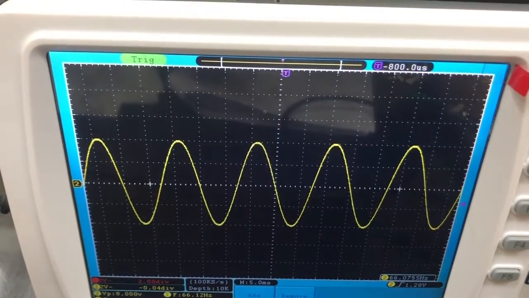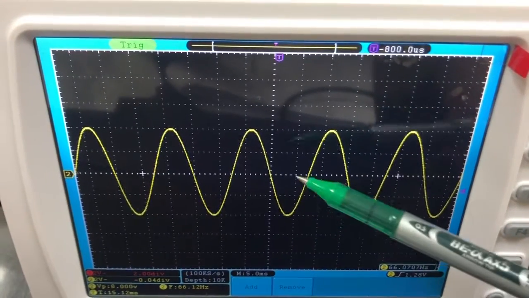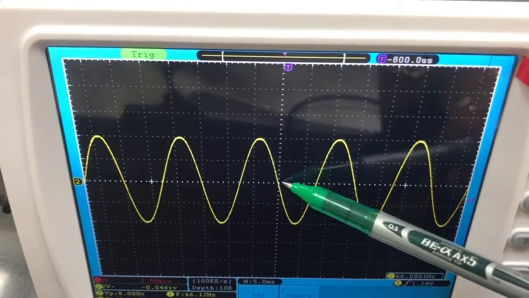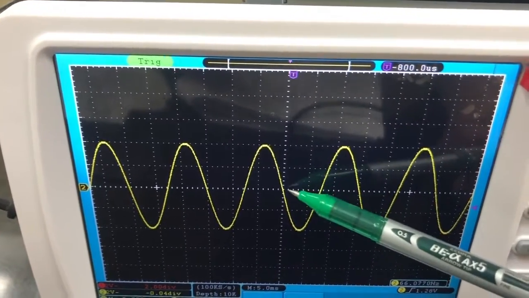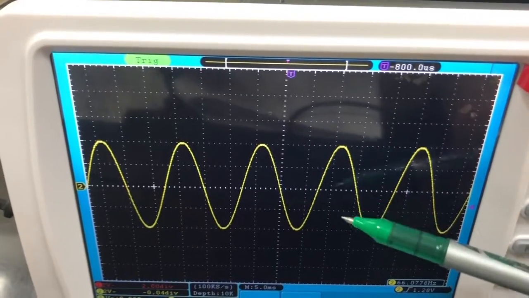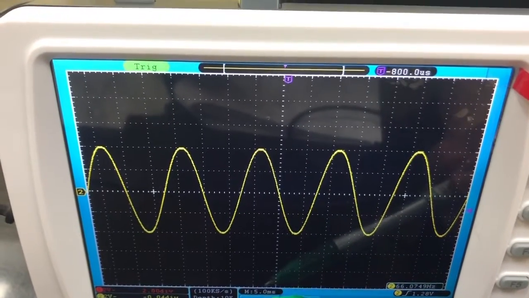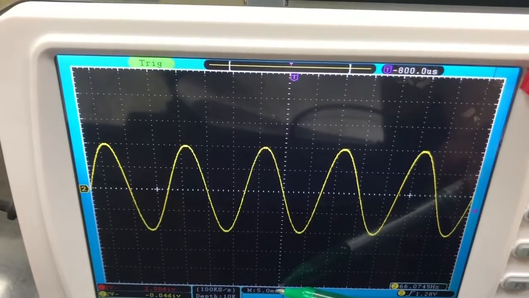Let's say that I want to measure the period. So let's see, this is one cycle from here to here. So I have 1, 2, 3 squares on the horizontal. Multiply them by the time division. So 3 multiplied by 5 would be 15 milliseconds.